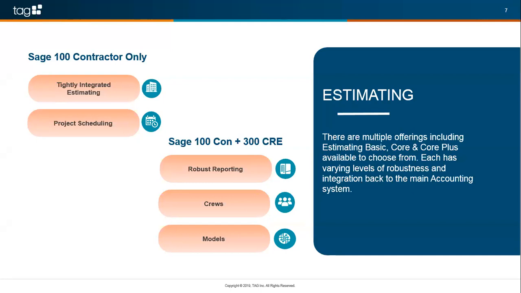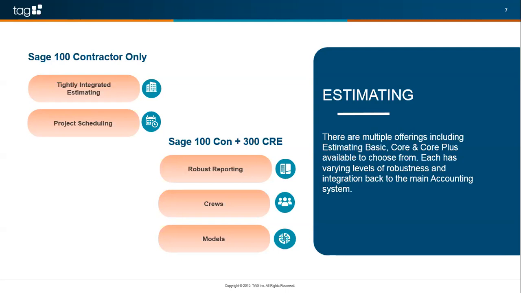Sage 100 Contractor Estimating Basic is a separate module, a little bit less advanced than Sage Estimating, but has quite a bit of functionality available with it. So Estimating Basic is tightly integrated and only available with 100 Contractor. So it has that integration with project scheduling that's only available in 100 Contractor.